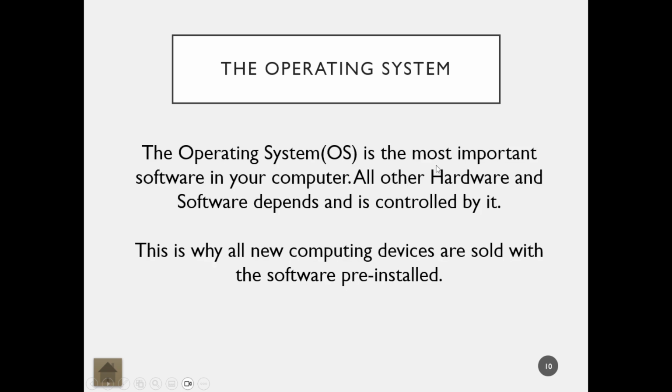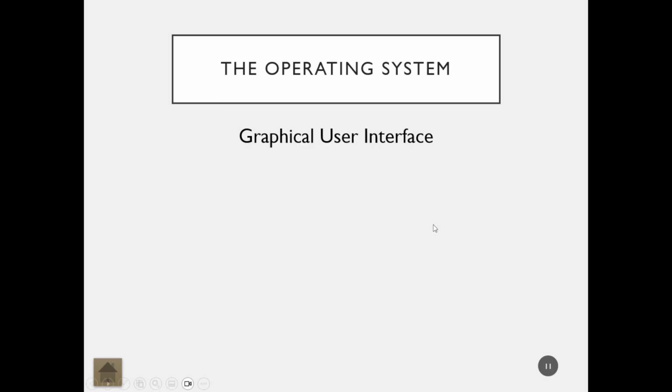That's the operating system, and that's why it's so important. In fact, it is the most important software in your computer, because all other hardware and software depends on it and is controlled by it. This is why whenever you go and buy a laptop, desktop, tablet, or cell phone, it's already preloaded or pre-installed with an operating system. I always use the example to say you can have a phone without WhatsApp, but you can't have WhatsApp without a phone, right? Because we need that operating system.